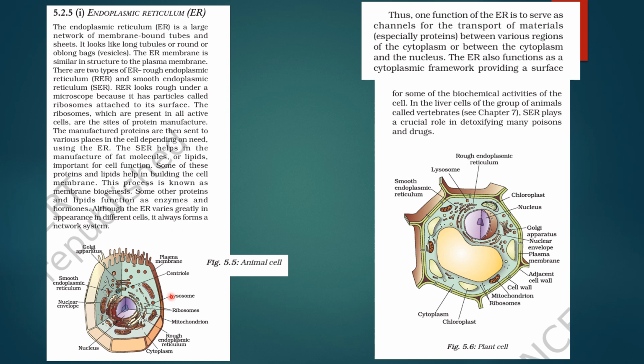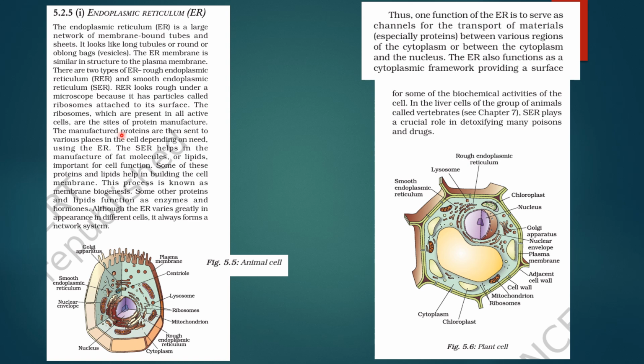ठीक है? तो अब इसे अगर हम diagram में देखें तो आप देख सकते हो, this part is smooth endoplasmic reticulum और यहाँ पे rough endoplasmic reticulum. Rough endoplasmic reticulum पे क्या attached है? Ribosomes. Okay. Similarly, we can see here, यहाँ पे हमारा smooth endoplasmic reticulum है, this part, okay, and this part is the rough endoplasmic reticulum, correct? Okay, so the ribosomes which are present in all active sites are the sites of protein manufacture.